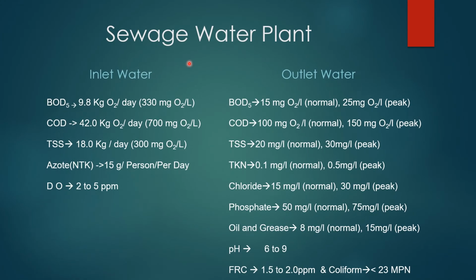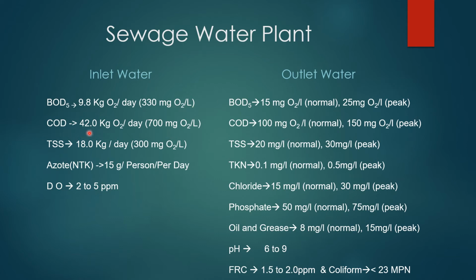Now we can see the sewage water inlet and outlet quality. Normally the inlet water will contain BOD5, that is biological oxygen demand. If you collect the sample, it will take 5 days to grow the BOD to check the value, so it is called BOD5. It is around 9.8 kg oxygen required per day, or 330 milligram oxygen per liter.